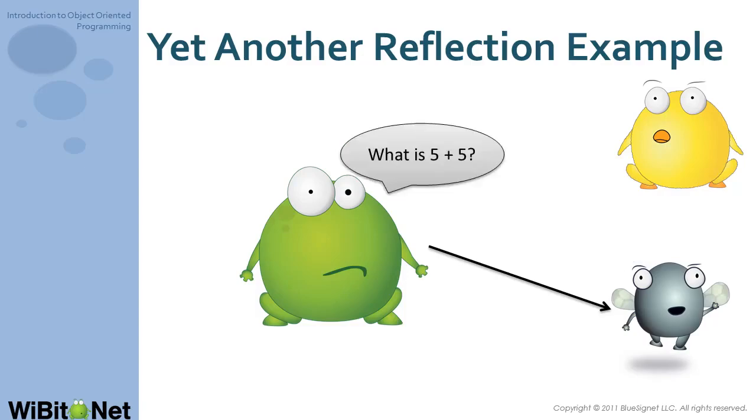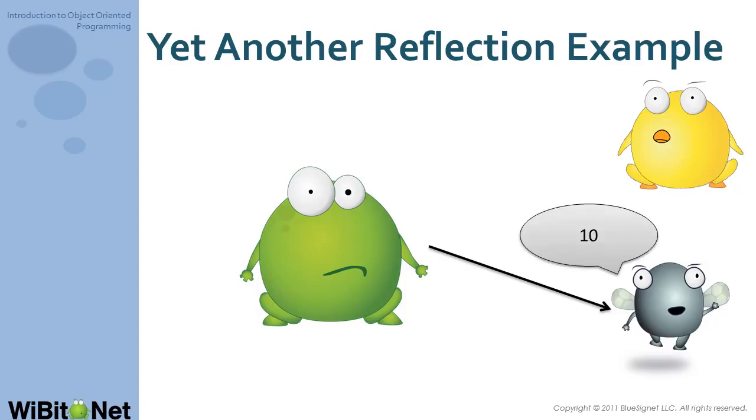So now that the frog is aware that he has located an object instance that can perform the specific task he wants, he requests to perform the task. And in this case, he asks, what is 5 plus 5? And the fly responds with 10.